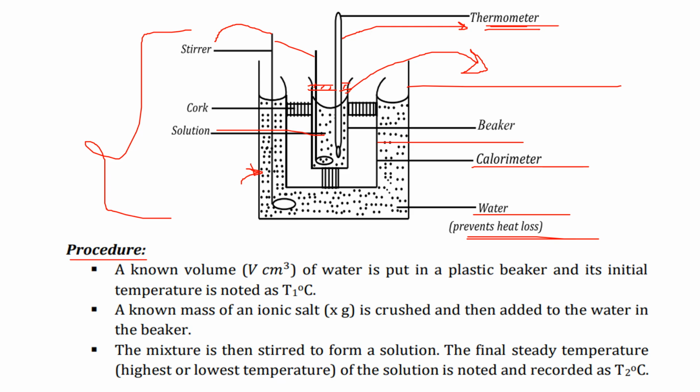So let's look at the procedure that is going to be involved. First, you put a known volume of water in a plastic beaker, and you note its initial temperature, which is going to be T1 degrees Celsius. And the second step, a known mass of an ionic solid, for example X grams, is going to be crushed and then added to the water in the beaker. As we're adding it, the mixture is stirred to form a solution, and we record the final steady temperature. This word is very important: the final steady temperature or the maximum temperature. So the final steady temperature, or the highest or lowest temperature of the solution, is going to be noted or recorded as T2 degrees Celsius.